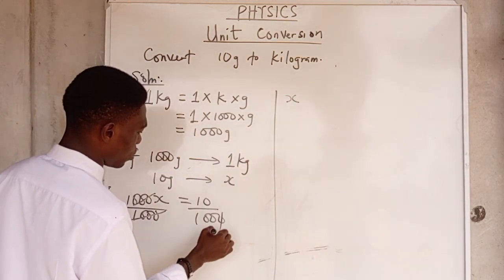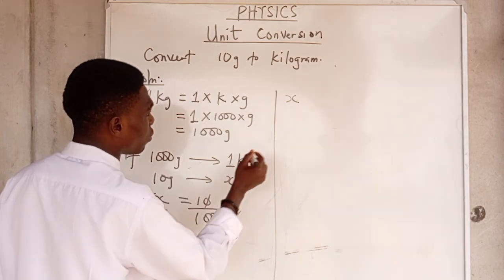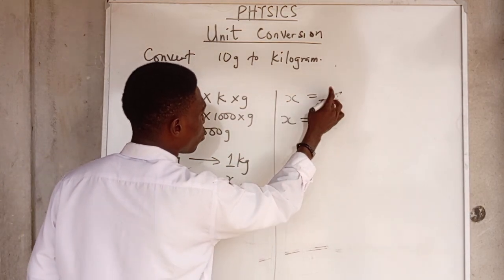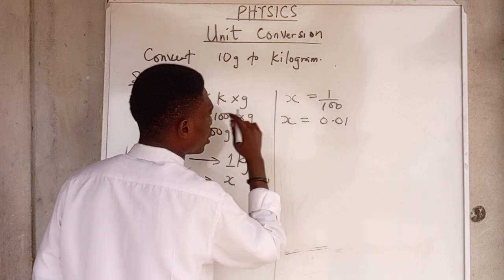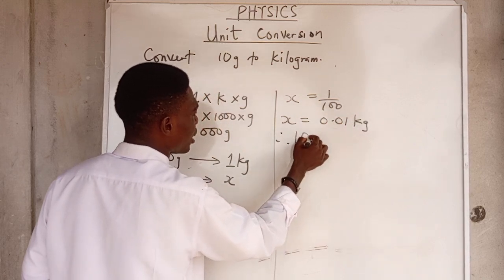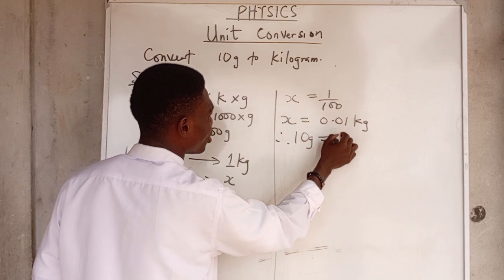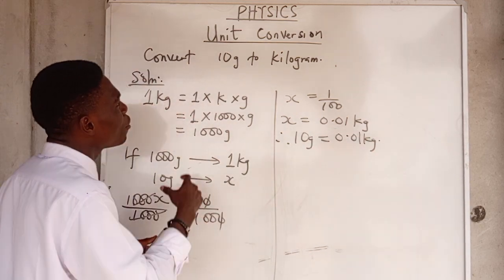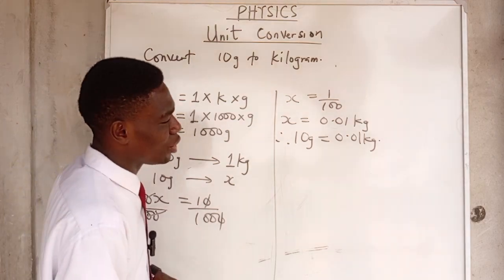So x is 10 over 1000, which is 1 over 100, and therefore x is equal to 0.01, and that is in kilogram. It therefore means that 10 gram is equal to 0.01 kilogram. So you don't need to have any phobia for converting units.